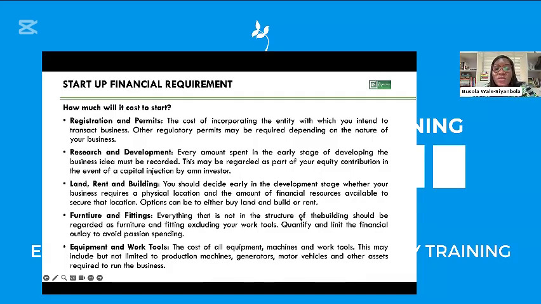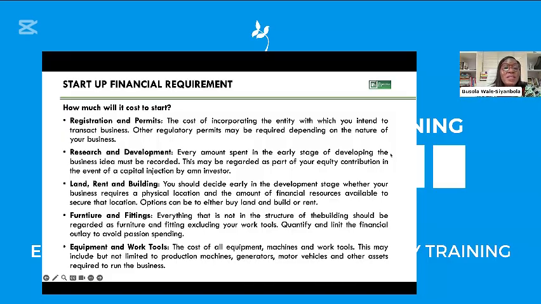So your registration and permits is the cost of incorporating the entity with which you intend to transact your business. Other regulatory permits may also be required depending on the nature of your business. For example, if you're running an import-dependent business, beyond just registering your business, whether as a limited liability company or a sole proprietorship, or, if you're in the social impact space, maybe as a company limited by guarantee, regardless of how you are posturing, there might be other regulatory permits that will be required of you.